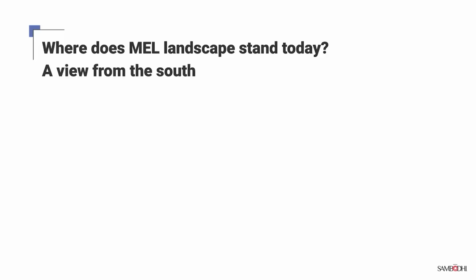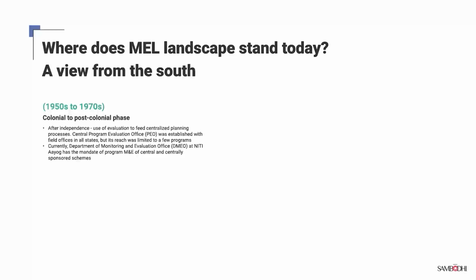Now let us have a look at the MEL landscape from the view of the South. After independence, centralized planning processes needed information from evaluations. Because of this, the Central Program Evaluation Office (PEO) was set up with field offices in all 50 states, but it could only evaluate a small number of programs. At the moment, the Department of Monitoring and Evaluation Office at Niti Aayog is in charge of program monitoring and evaluation for all central and centrally sponsored schemes.